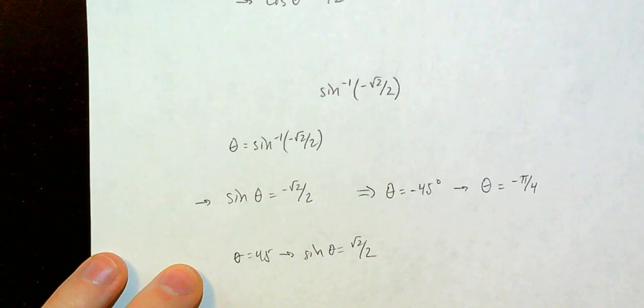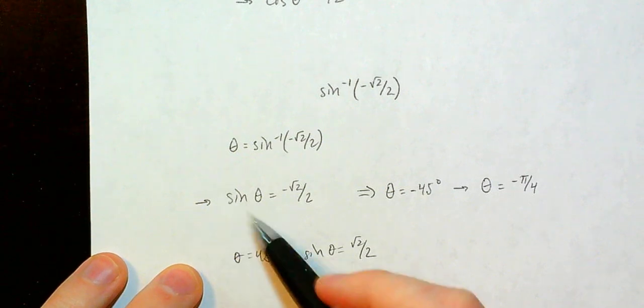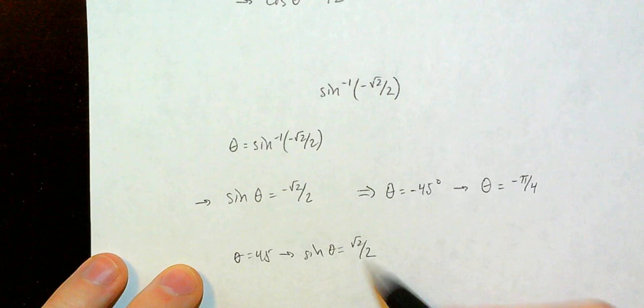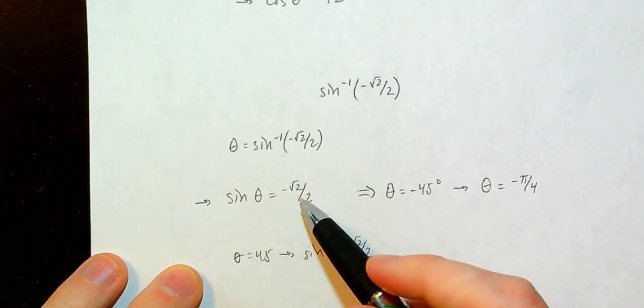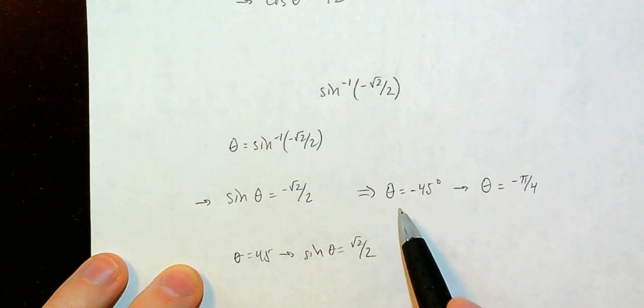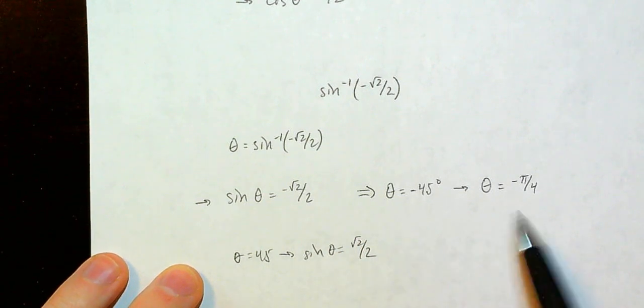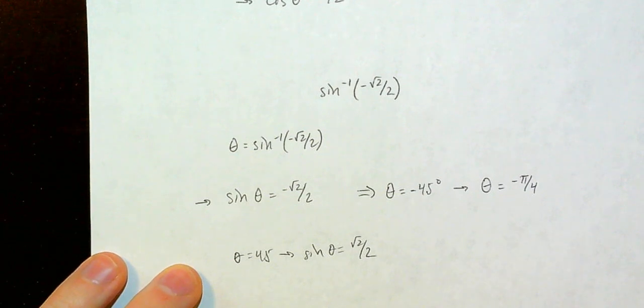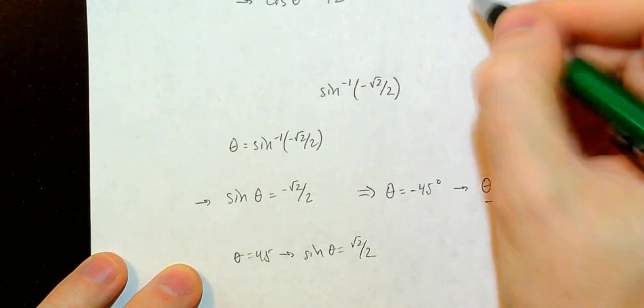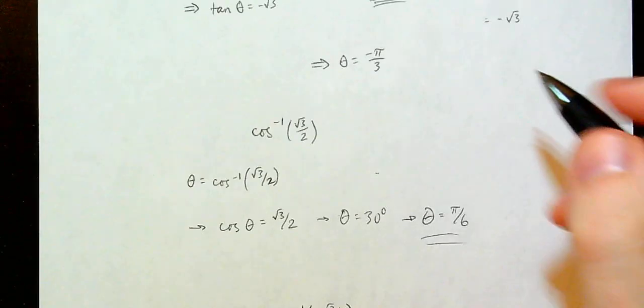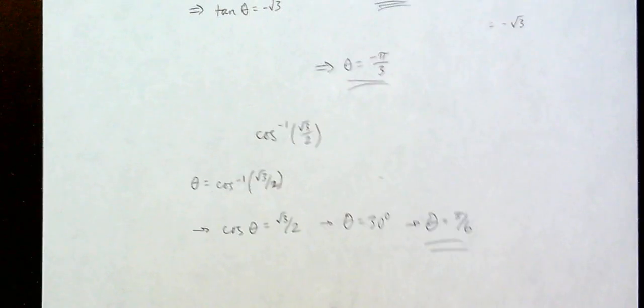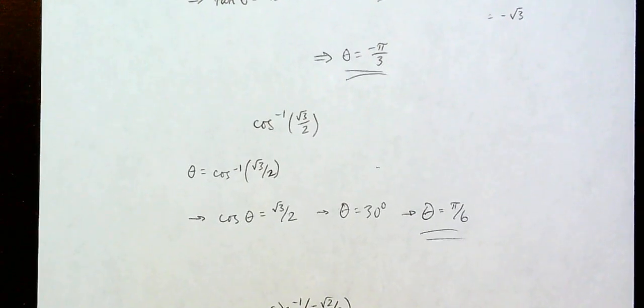I also know that the sine function is odd. So if I plug in the negative of this angle into my sine function, then I'm going to get out the negative of this value. And the negative of this value is what I want. So that means I need theta is equal to minus 45, or in radians, minus pi over 4. So that right there is my final answer, and just our final answers from the previous two problems.